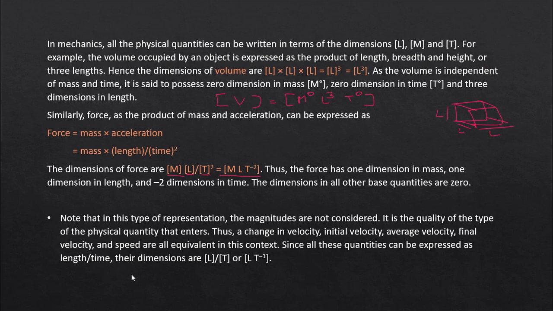Okay, so note that this is the type of representation. The magnitudes are not considered. So since we are dealing just with the dimension, the magnitudes are not considered. It is the quality of the type of the physical quantity that enters. Thus a change in velocity, initial velocity, average velocity, final velocity, and the speed are all equivalent in this context. Since all the quantities can be expressed as length by time, their dimension is LT minus 1. Fine.